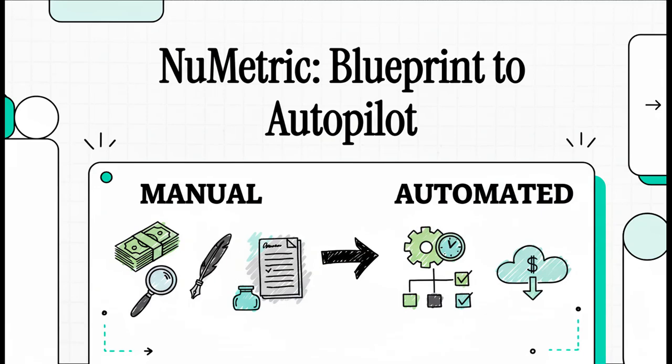Okay, so if you ever feel like you're just drowning in manual bookkeeping, you've come to the right place. Because over the next few minutes, we're going to walk through some absolutely essential features in NuMetric. The goal? To take your accounting from a total chore to a streamlined, automated system that pretty much runs itself.